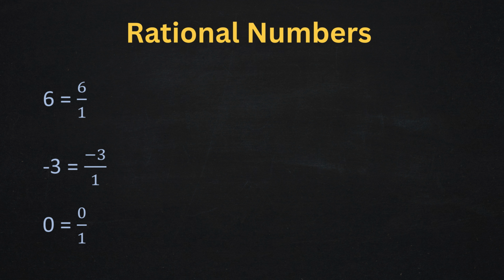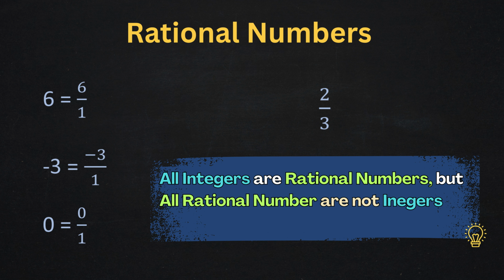But not every rational number is an integer. For example, 2 by 3 is a rational number, but it is not an integer. Right? Let's repeat. All integers are rational, but not all rationals are integers. Now let's see some exam questions.